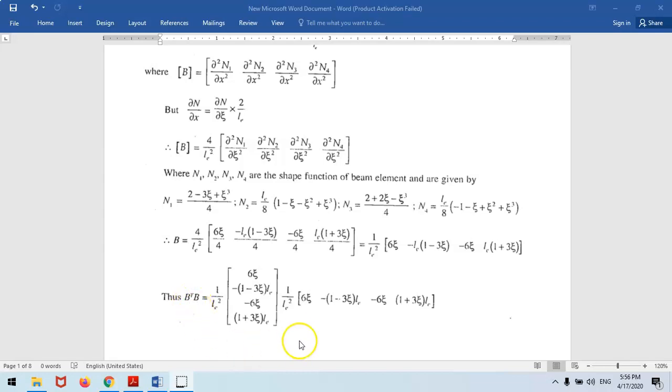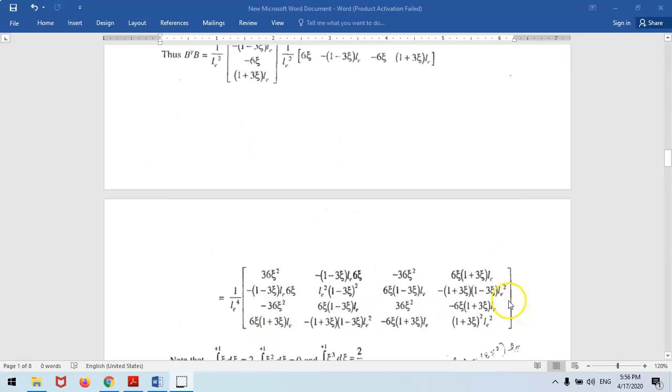B transpose into B will be this B, whatever is there, I have written the B matrix here. B transpose matrix into B matrix. So how many rows are here? There are 4 rows and 1 column. And how many rows are here? There is only 1 row and 4 columns. So if you multiply row into column, these two, what you will be getting straight away is this matrix. This is a 4 into 4 matrix you will be getting.